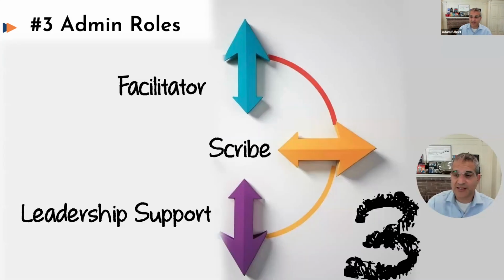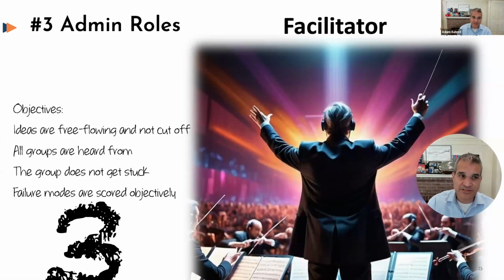The third is the admin roles, and there are three key roles here. You have the facilitator, the scribe, and leadership support. And all three of these are very critical for a DFMEA to stay on track. So let's take a look at them individually. The facilitator, this is the conductor. This is the orchestra conductor who is ensuring that everybody is working in synchronicity towards the goal that's intended.